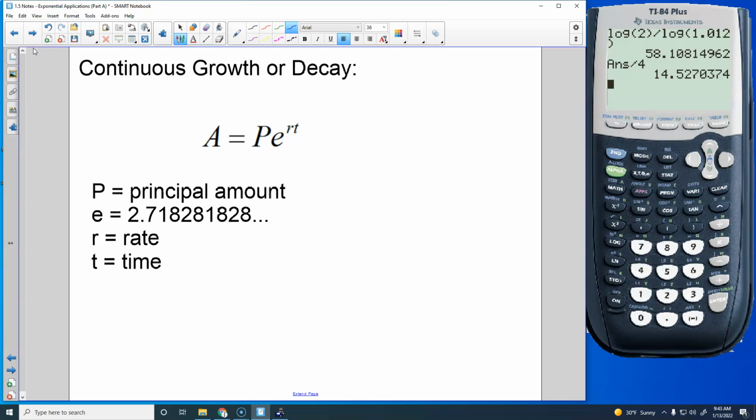But let's talk about continuous growth and decay. We don't have time to watch it today, but tomorrow at the beginning of class, I want us to watch a video about E. It's like a 10-minute video that does a really good job of explaining E, where it comes from, and the different places that you see it. But E is used for continuous growth.